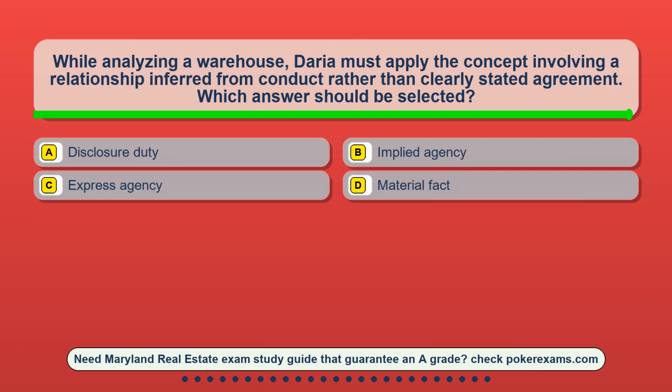Question 18. While analyzing a warehouse, Daria must apply the concept involving a relationship inferred from conduct rather than clearly stated agreement. Which answer should be selected? Option A, disclosure duty. Option B, implied agency. Option C, express agency. Option D, material fact.